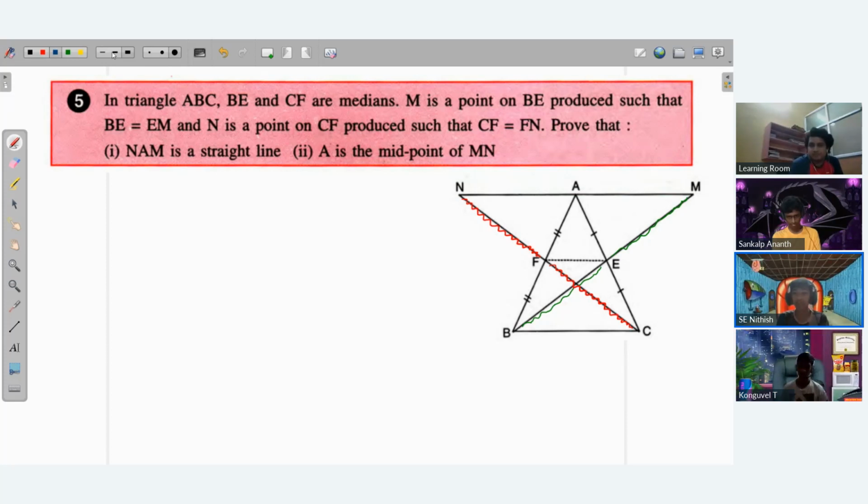Oh, so F and E are the midpoints. F is the midpoint of A and B, and E is the midpoint of A and C. It's given, right? BF is equal to FA, that means F is the midpoint. Then BE is equal to EC also, so green is equal to green. And also CF is equal to FN, so red is equal to red. Then you have to show that N A M is a straight line.